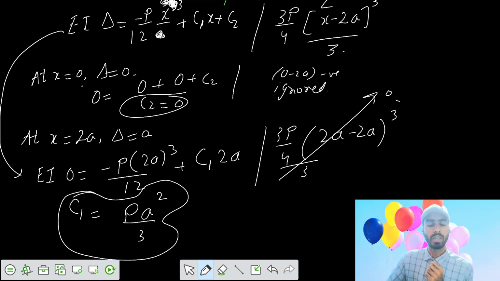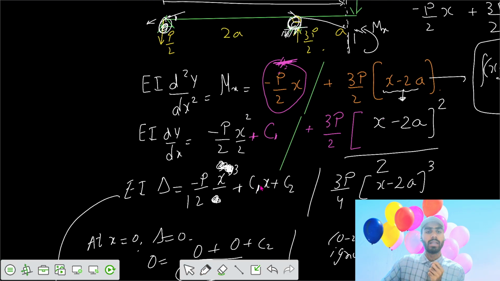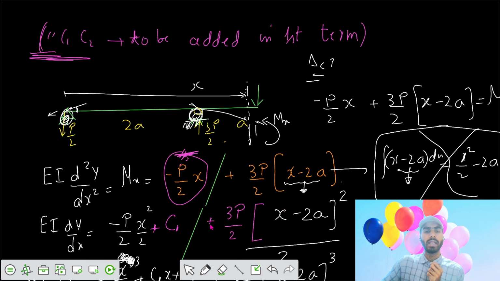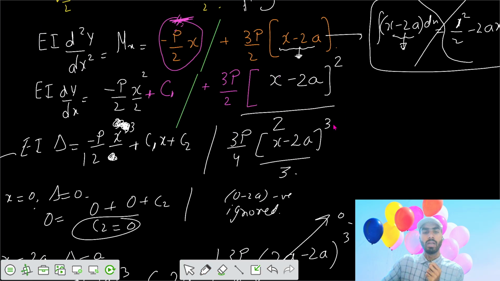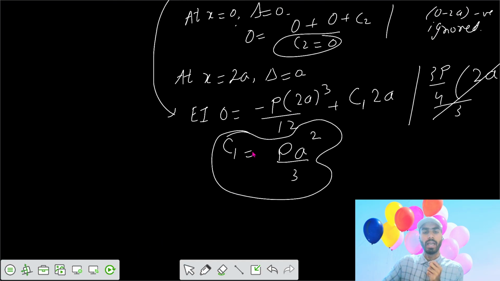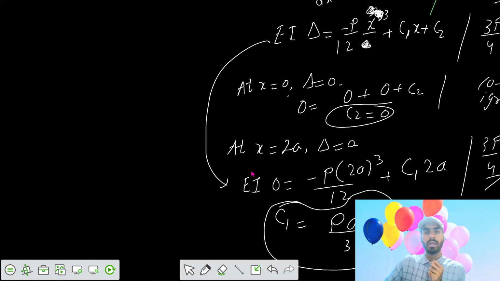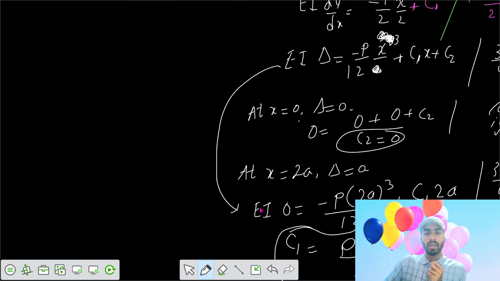Once you got the value of C1 equals PA square by 3, we need to get the delta at point C. This is your point C. So once we got the conditions, we can easily get delta at C from this equation, delta at 3a. Now the question was that at x equals 3a, we have to get the delta value of C.